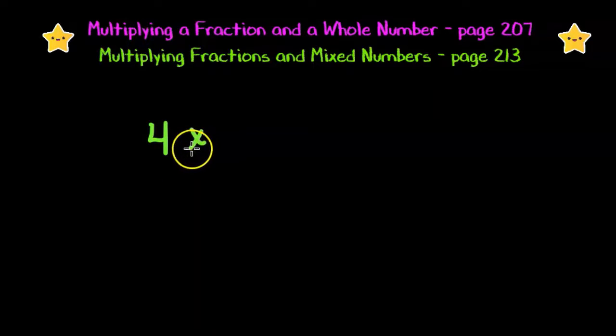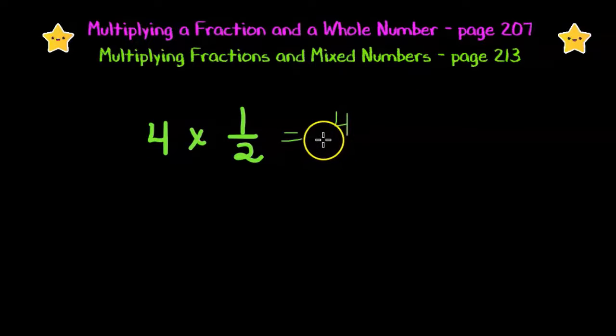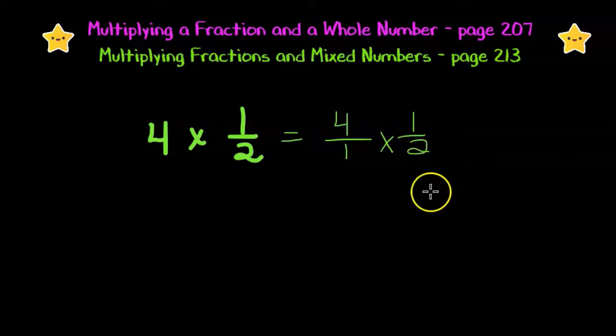4 times 1/2. So remember what I do here? I'm going to put that 4 over 1. Now I can multiply it by 1/2. Before we start multiplying, let's see if there's anything we can cancel here. Well, 1 and 1, I can't really do anything with that. But what about 4 and 2? Is there a common factor there?